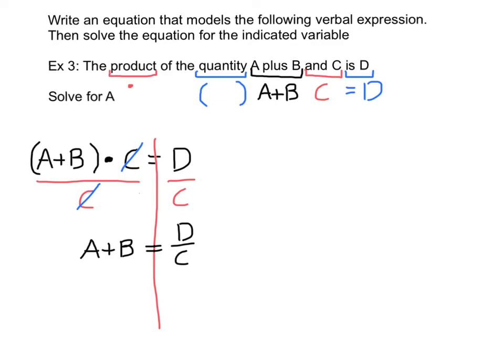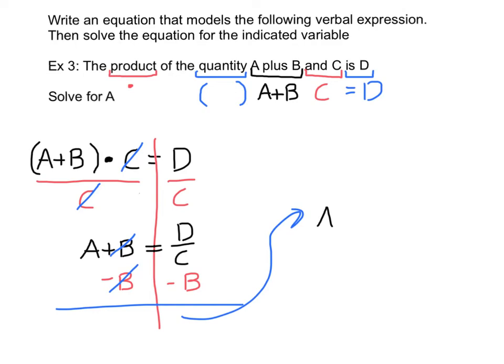So now I just need to solve for a. I'm going to apply the inverse of the addition that we see. And then, if we write our final answer over here, the addition of b and the subtraction of b are inverse operations. They add to 0. So I'm just going to be left with a equals, and we still have the d over c, but now we're going to be subtracting the b. And there's our final answer.